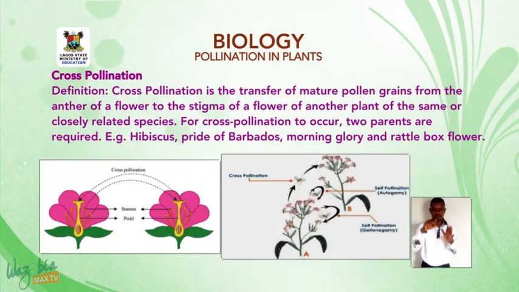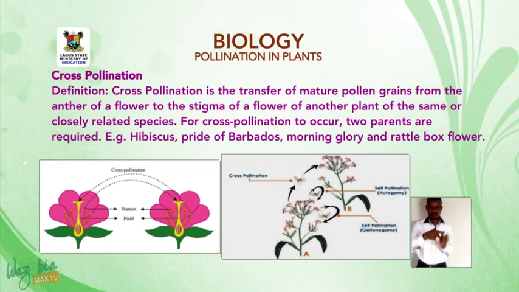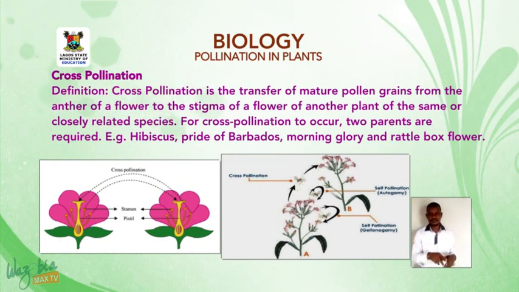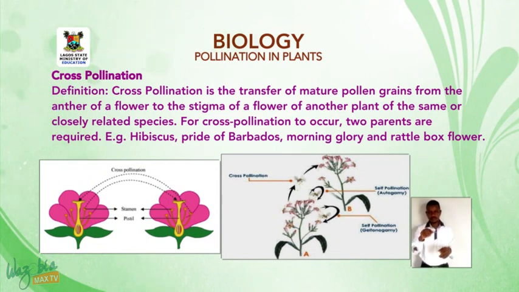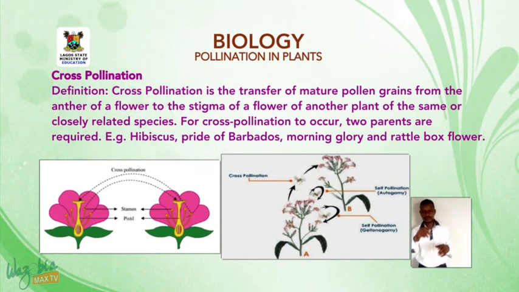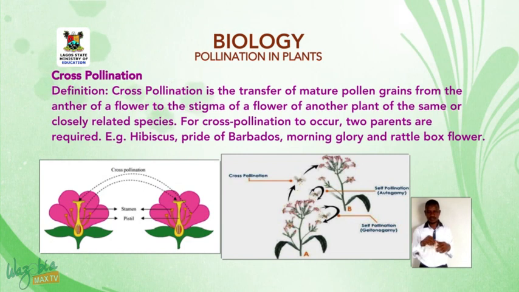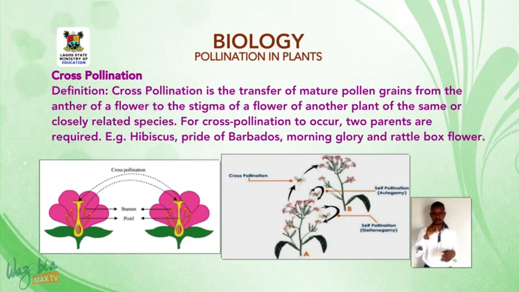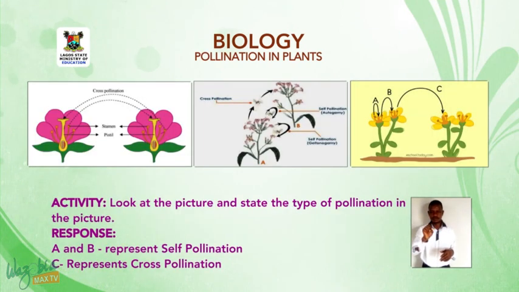Now we go to cross-pollination. What is the meaning of cross-pollination? Cross-pollination is the transfer of mature pollen grains from the anther of a flower to the stigma of a flower of another plant of the same or closely related species. For cross-pollination to occur, two parents are required. Examples are hibiscus, pride of Barbados, morning glory, and rattlebox flower. Look at the picture for cross-pollination.